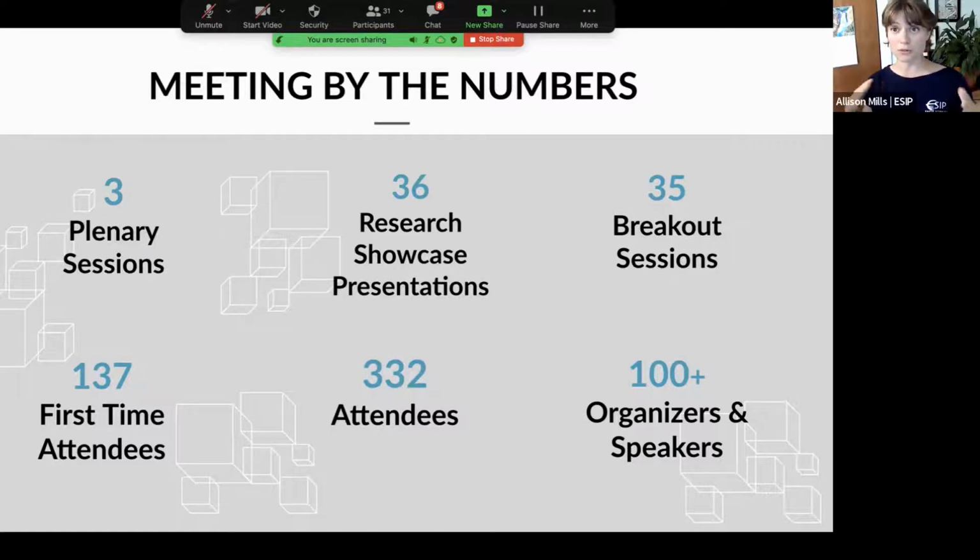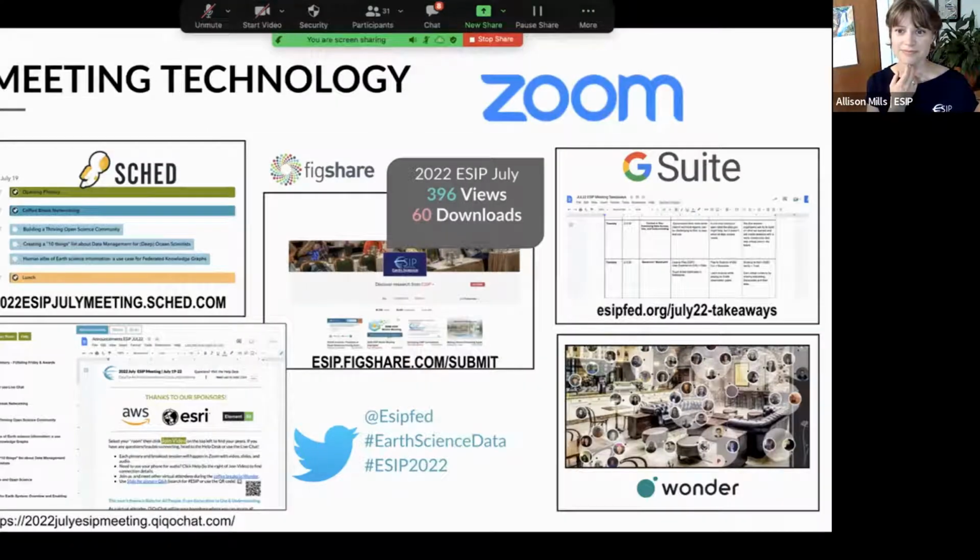Now, our hybrid format would only have been possible with some of the technology we used. So next slide, Annie. So we used Sketch as a way to keep literally all of us on schedule. We used Zoom for recording and sharing all of the in-person and virtual attendance. And we also used Slido, Kiko Chat, the ESIP Figshare repository, and a Google Suite as well.